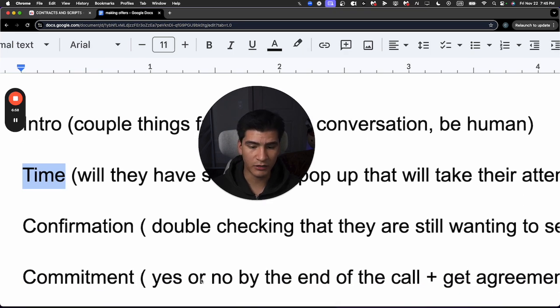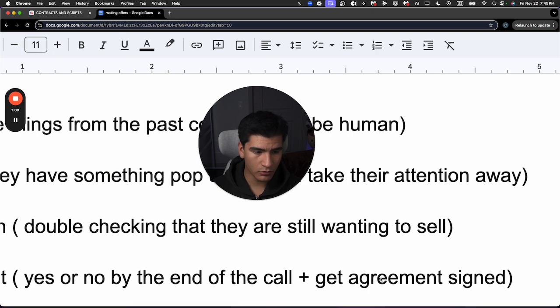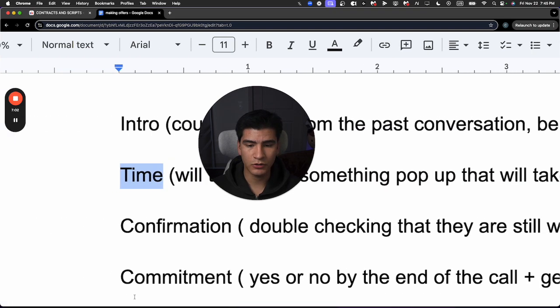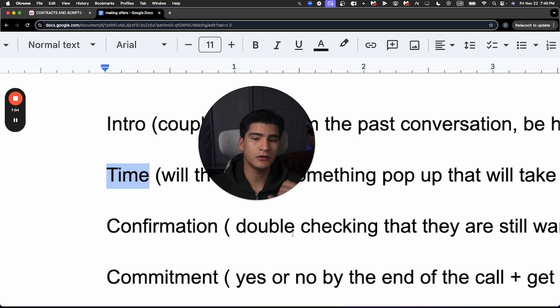Next, we want commitment. Yes or no by the end of the call, get agreement signed. So you bring this up in a way of, hey, Joe, I just wanted to get a little bit of an understanding, make sure we're both on the same page. Towards the end of the call, you can either tell me yes or no on us moving forward and getting your property sold. We can either part as friends.